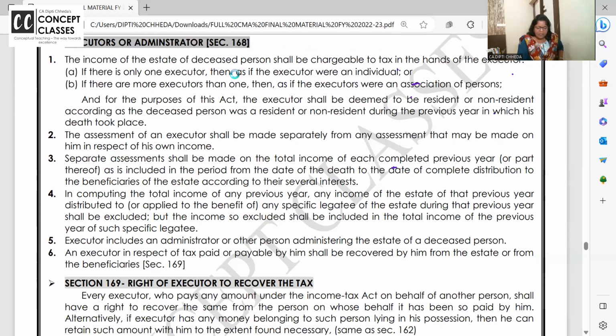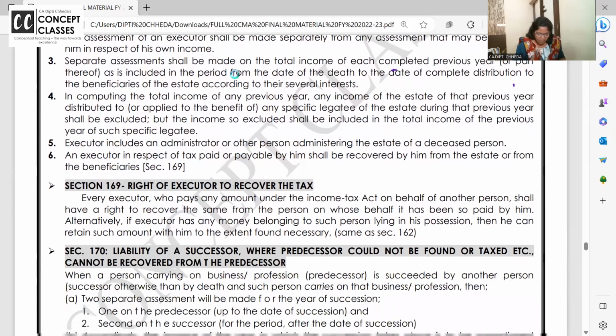Separate assessment shall be made on the total income of each completed year. And in computing total income, any income of the estate of that year or of a specific legatee of the estate during the previous year is excluded, but the income so excluded shall be included in total income. So if the will specifically says you are the executor, but according to the will we have to give these people this much money, then he will execute it. We will give them that, and then the remaining we will do.